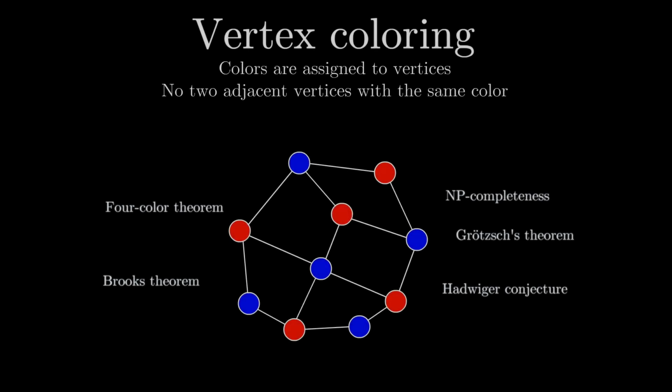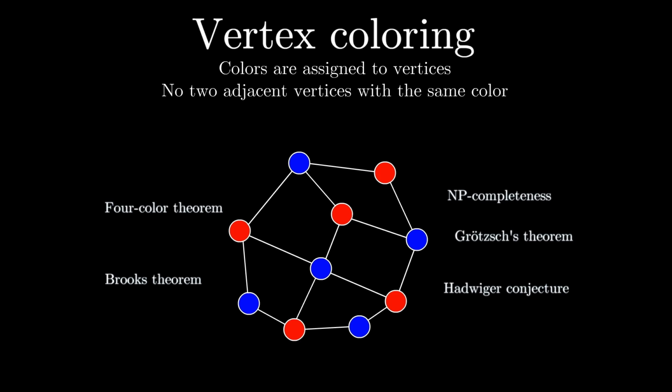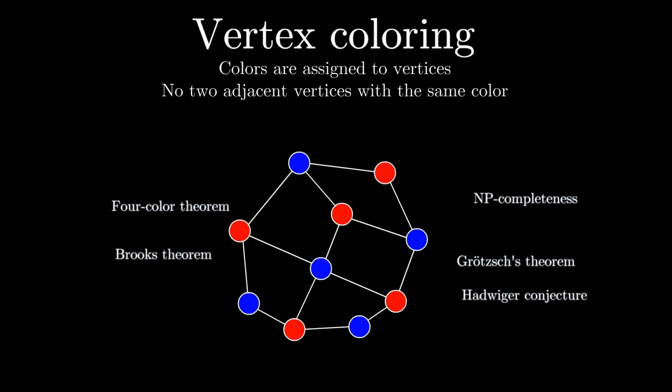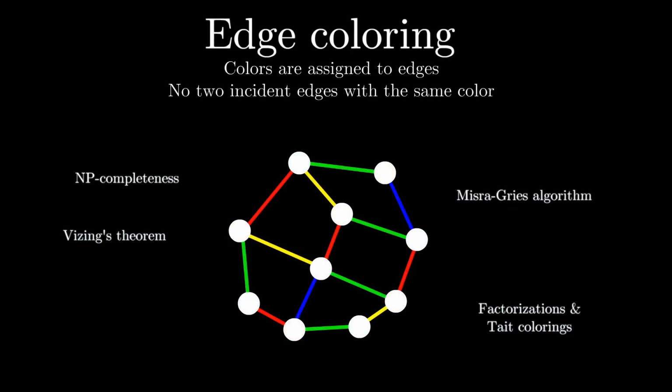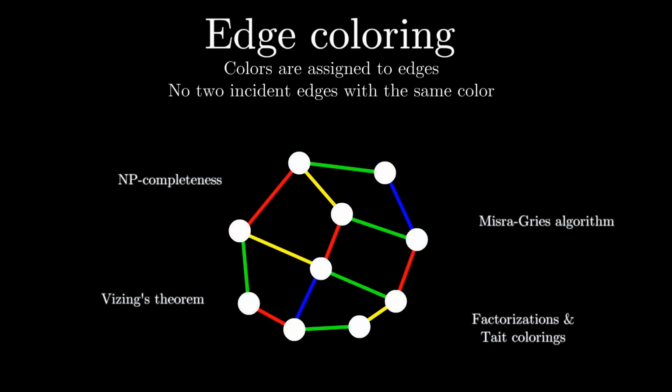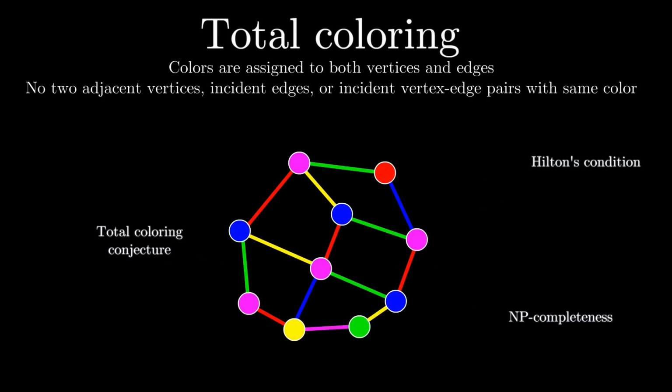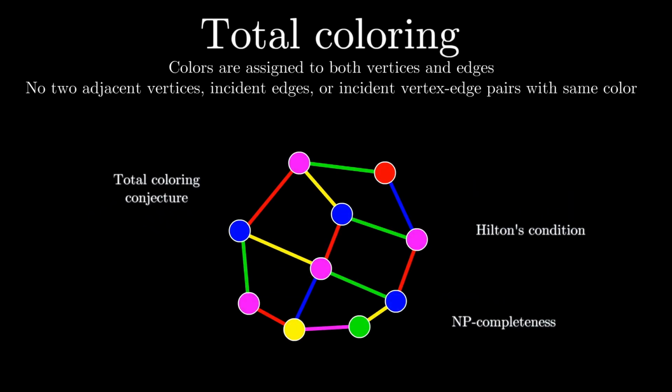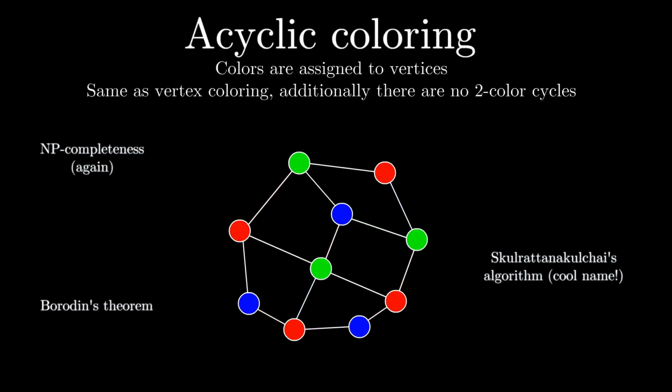This problem opened up the area of graph coloring, consisting of assigning labels or colors to elements of a graph in a way such that certain constraints are satisfied. The most common and well-known form of graph coloring is vertex coloring, where the vertices are assigned colors and no two adjacent vertices can have the same color. But there are also other types of colorings. For example, edge coloring, where it is edges that are assigned colors and no two incident edges are allowed to have the same color, or total coloring, where both edges and vertices are colored, or acyclic coloring, and so on.